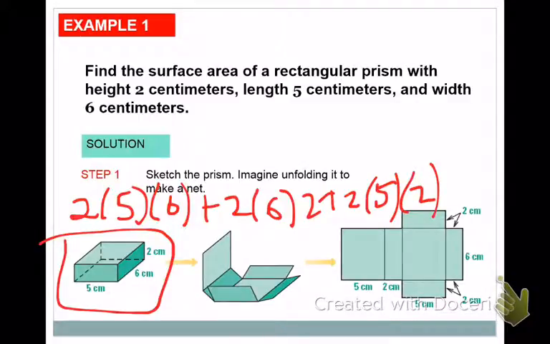That's how I would approach it. I wouldn't unfold it as a net and calculate it that way. I would just look at the picture and make sure you're covering every side. Okay, any questions there? All right.